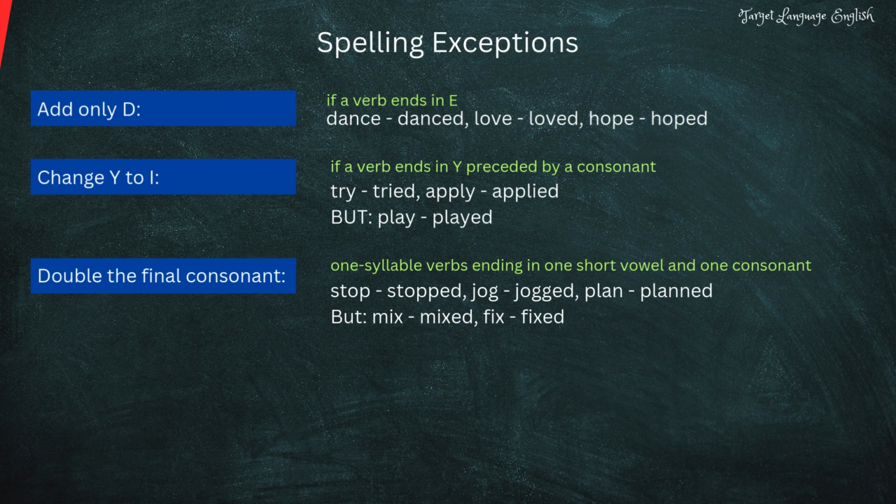before adding ed. The verb stop is a one-syllable verb. It ends in a single short vowel and a single consonant. To form the past participle, we need to double the final consonant and then add ed. Stop, stopped. It's the same with jog, jogged, plan, planned.